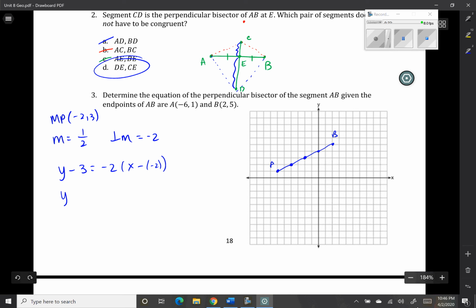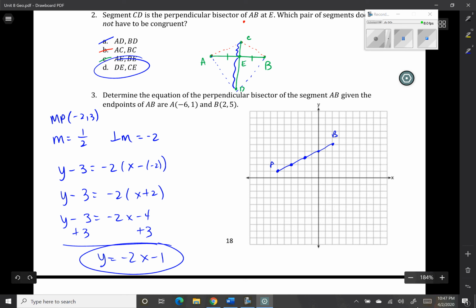Clean up your double negative: y - 3 equals -2 times (x + 2), and distribute and solve. If you distribute and solve, you should just be checking your work at this point, so that's why I'm not really going through what I'm doing algebraically here. I'm hoping you get the right answers here. So we have y = -2x - 1 as your final answer.